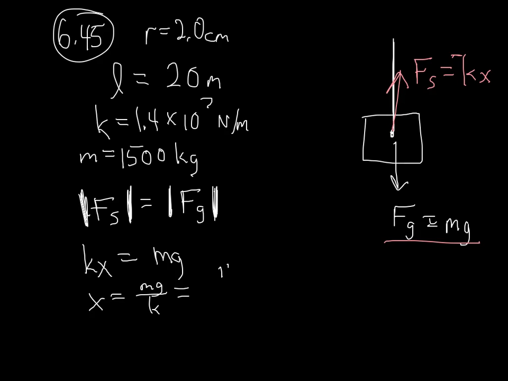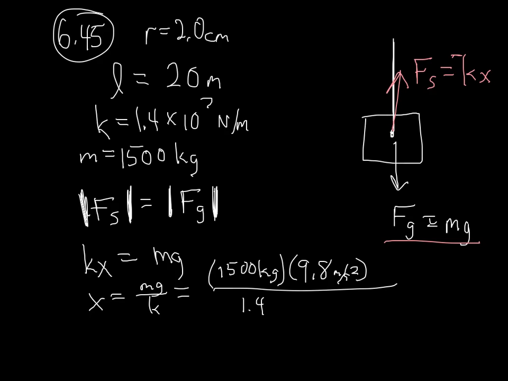So we got 1,500 kilograms times 9.8 meters per second squared divided by the spring constant of 1.4 times 10 to the 7 newtons over meter. And this cable stretches 1.1 times 10 to the negative 3 meters.